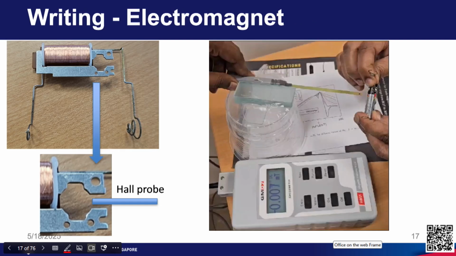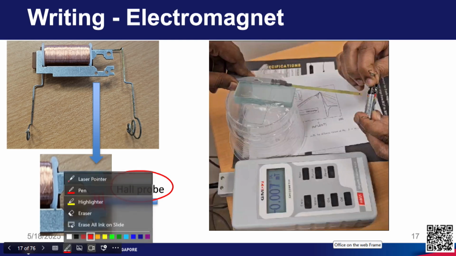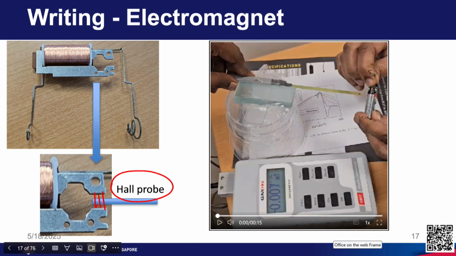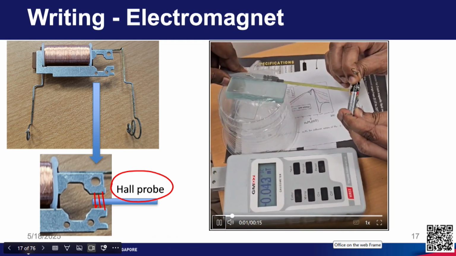When it comes to writing information, we use an electromagnet. In my classroom teaching, I usually carry this one. This is a tiny electromagnet. You send current through this coil, then you will produce a magnetic field along this direction. If I place a Hall probe which senses magnetic field, I can see the magnetic field. Let us see whether this video runs. Okay, this one works.